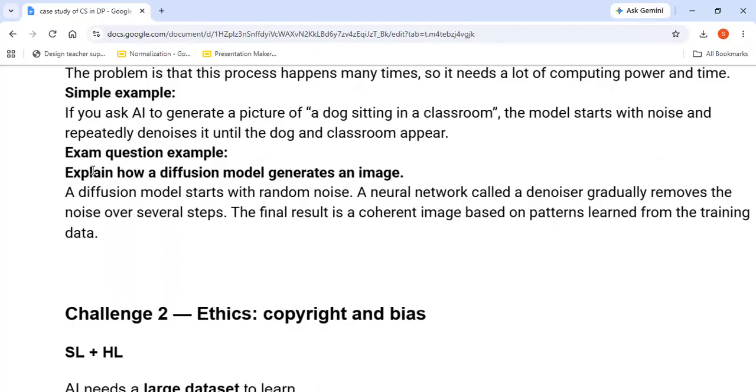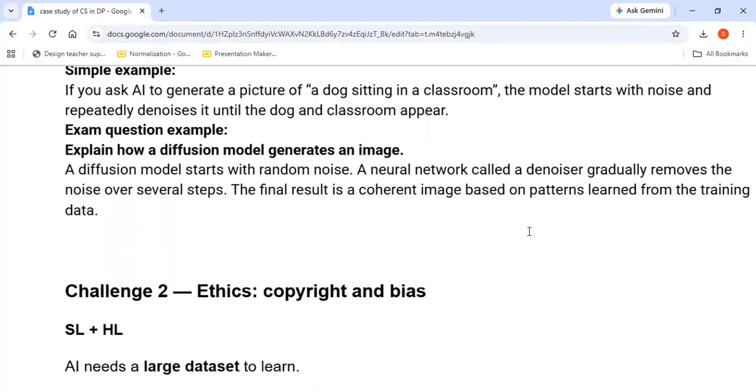What type of question can be expected in the exam? Explain how a diffusion model generates an image. A diffusion model starts with random noise. A neural network called a denoiser gradually removes the noise over several steps. The final result is a coherent image based on the patterns learned from the training data.